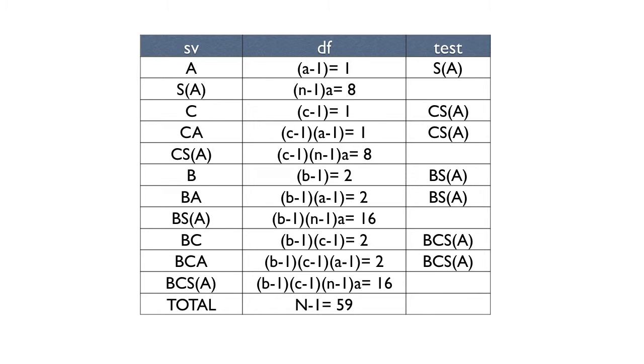Okay, so for C, C minus 1 equals 1, but weren't there 3 levels of C? Does C have 3 or C have 2? I don't know. C is 2. C has 2, I think B has 3.